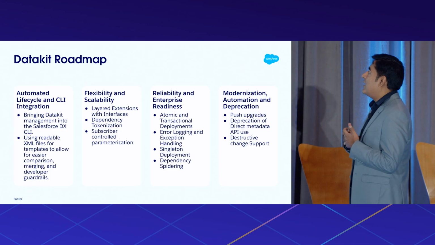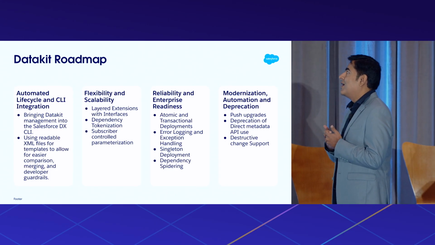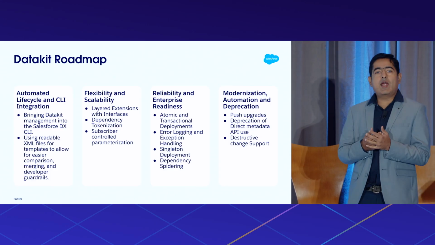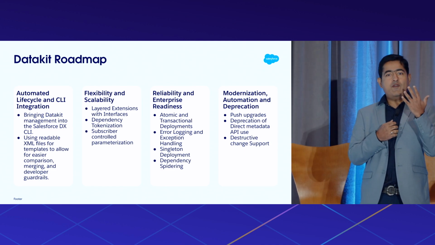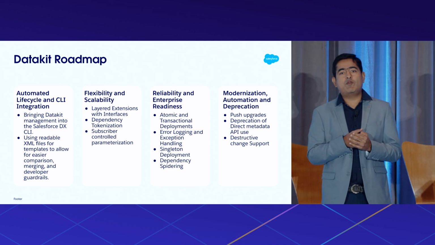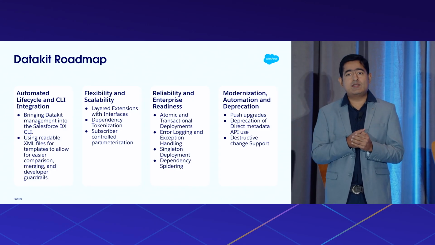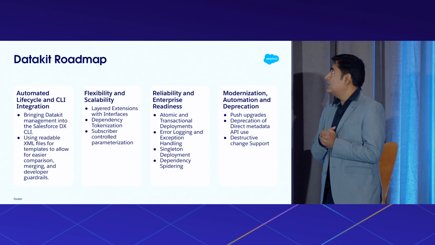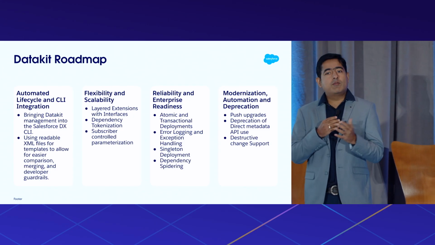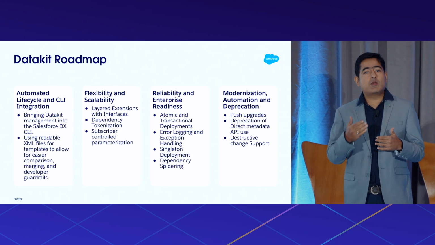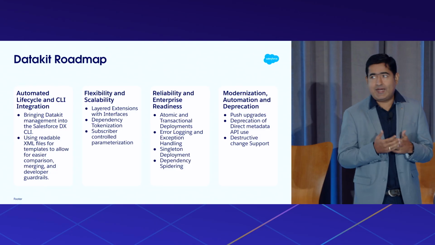The third theme is reliability and enterprise readiness. How do we ensure that the data kit deployments are reliable and error-free, and if at all they fail, we provide the right set of error messages which are more intuitive and self-serviceable. And the fourth theme is modernization, automation, and deprecation. Similar to how managed packages support push upgrades, how do we support push upgrades for data kits?